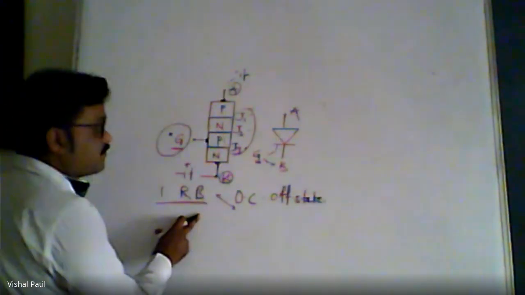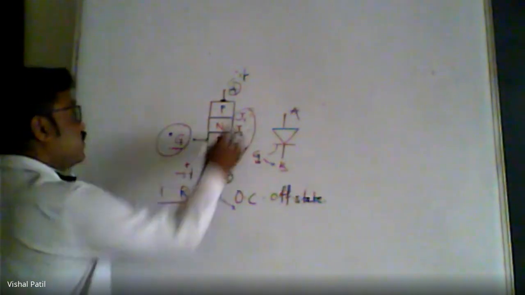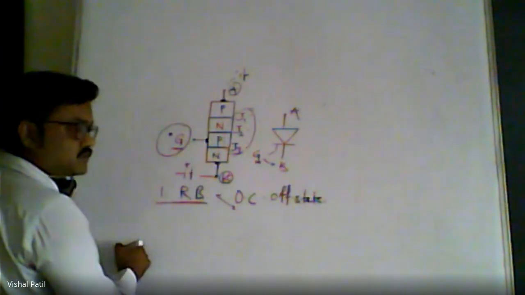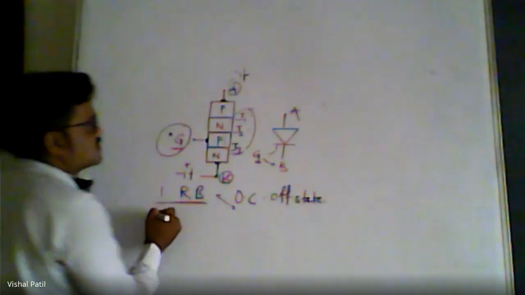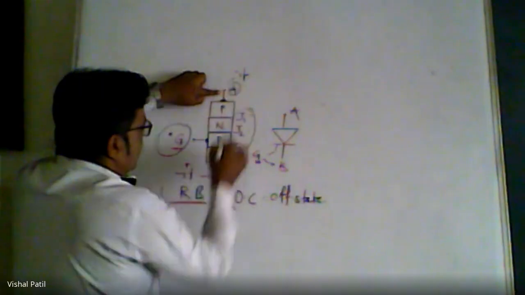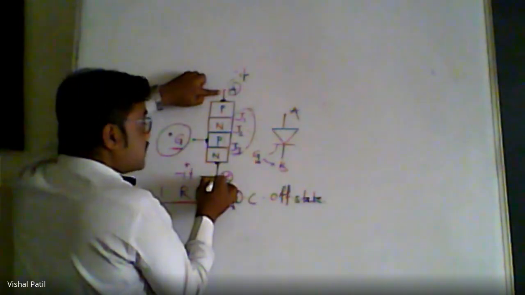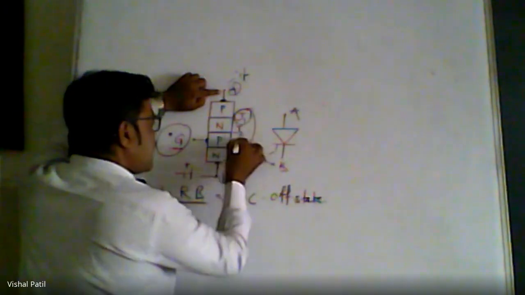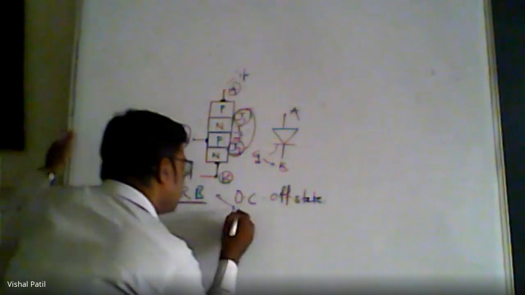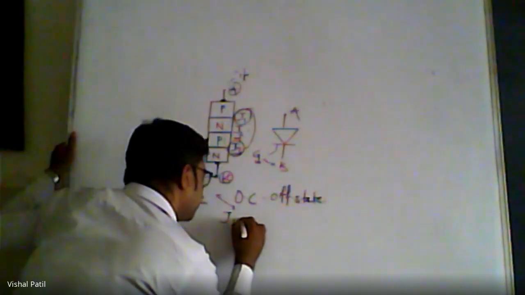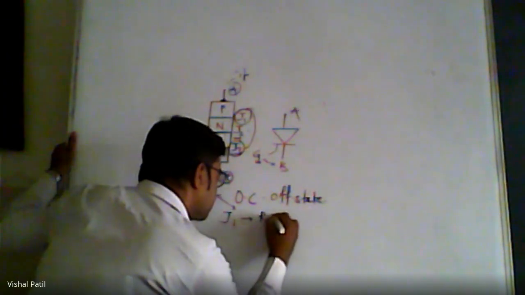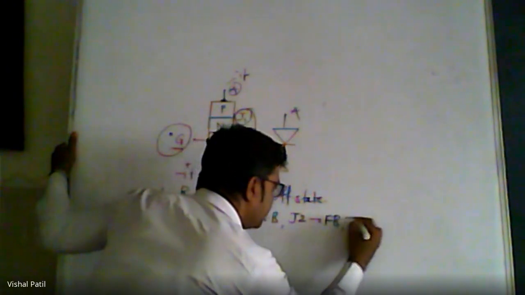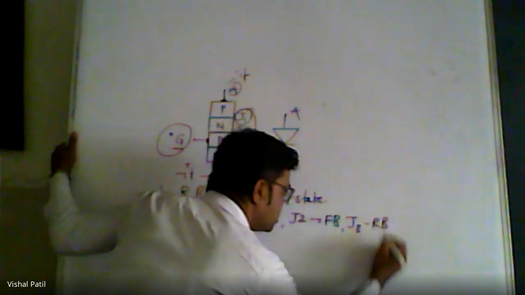Very importantly, because of junctions J1, J2, J3 and their nature of operation, we get these modes. In the reverse bias mode, since anode is connected to the negative terminal and cathode to the positive terminal, junction J1 is reverse biased, junction J3 is reverse biased, and only junction J2 is forward biased.